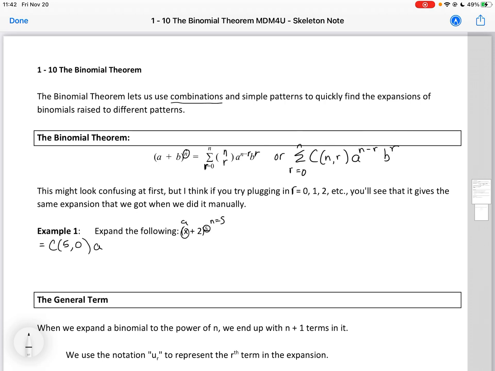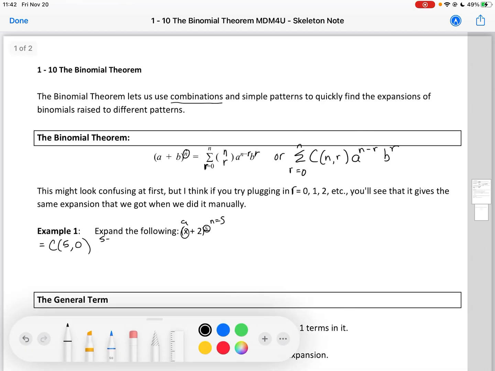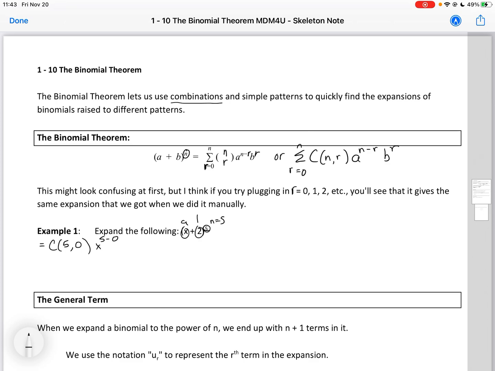My a value is this x, so I would have x to the 5 minus 0, and then my b value is this 2, so I would have then 2 to the r, and I'm going to continue along in that pattern. So 5 choose 1, x to the 5 minus 1, 2 to the 1, 5 choose 2, x to the 5 minus 2, 2 to the 2, 5 choose 3, x to the 5 minus 3, 2 to the 3.